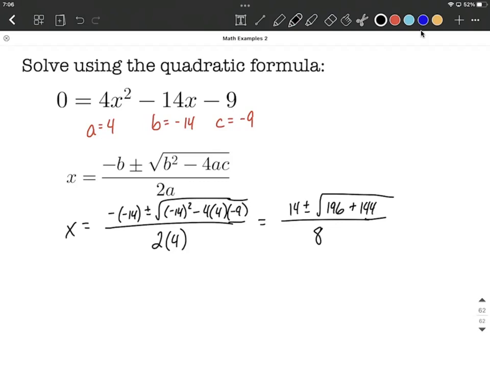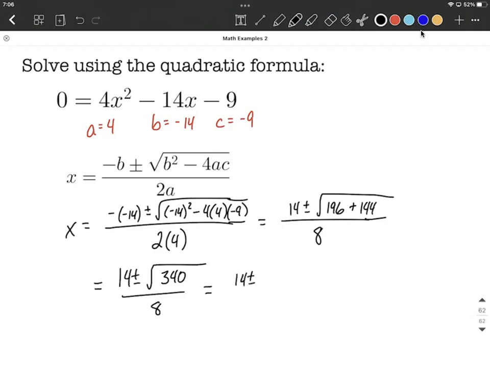Order of operations would say, let's go ahead and work down what's inside the square root next. So 196 plus 144 works out to be 340, all over 8. And usually with the online homework systems, that's a good enough solution right there. Now we can get technically a little bit better solution if we do a little bit of factoring looking for a perfect square from that 340.